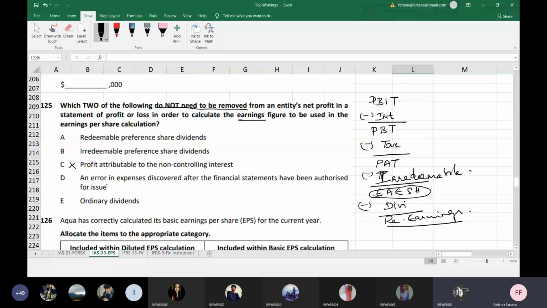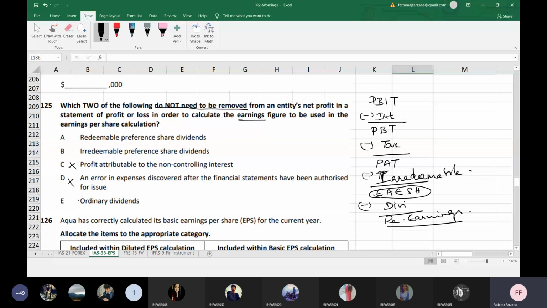Ma'am, we will have to correct it. So they are asking, will we correct this or not? We will correct it, ma'am. So this needs to be removed. But the question here is which do not need to be removed. So this needs to be removed, so leave it. Coming to ordinary dividends.